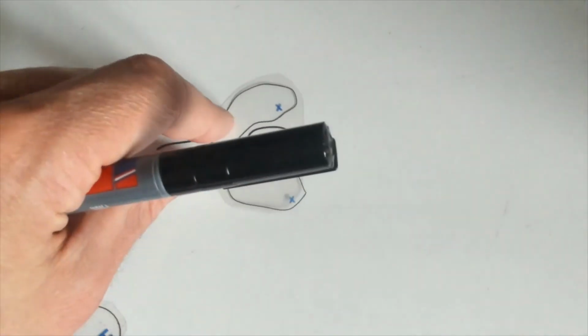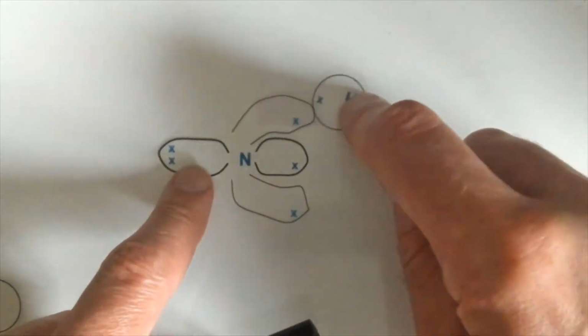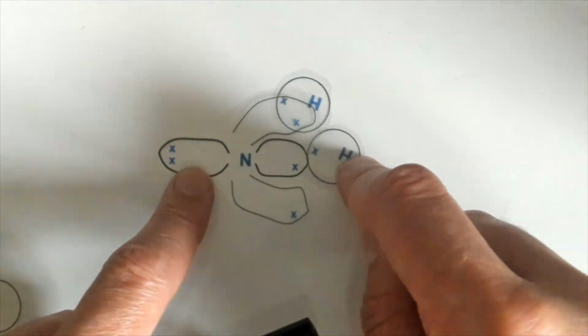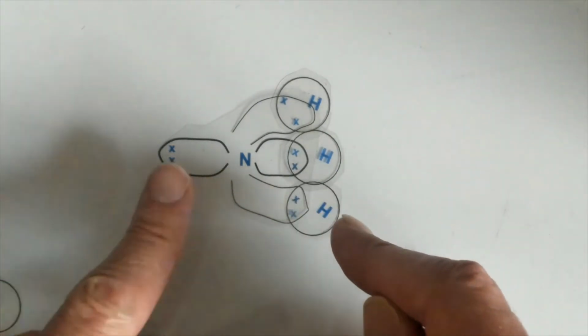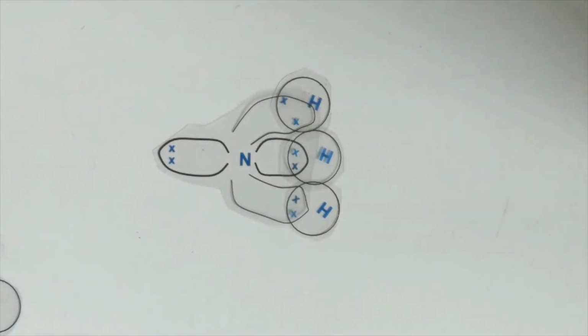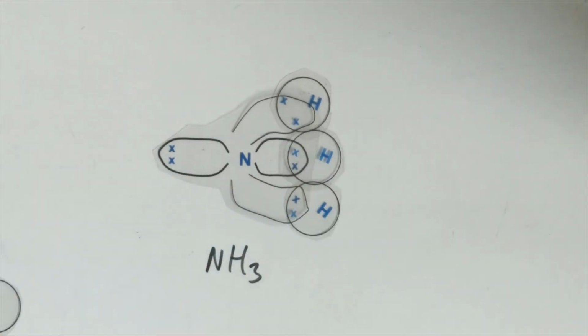Let's try this with nitrogen now. So nitrogen has got 5 outer electrons, so we need to stick on 3 hydrogens to get the number of outer electrons in nitrogen up to 8. So now we've got 1 nitrogen joined to 3 hydrogens, so we have a NH3 formula here. We formed something called ammonia.